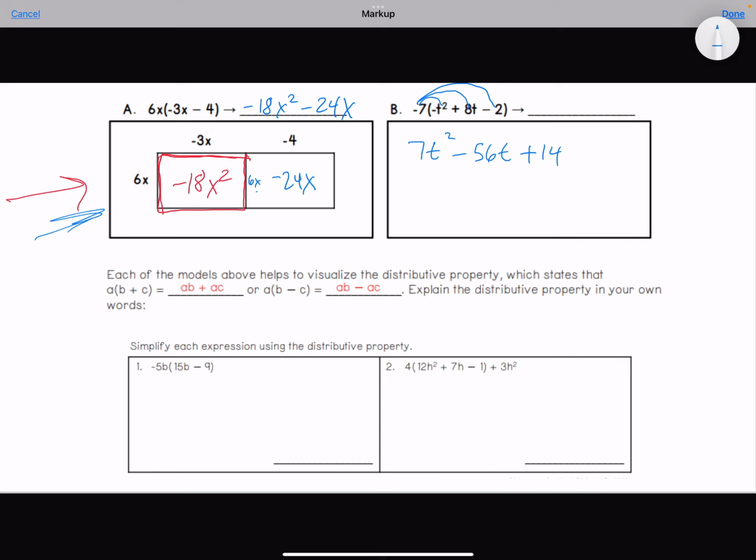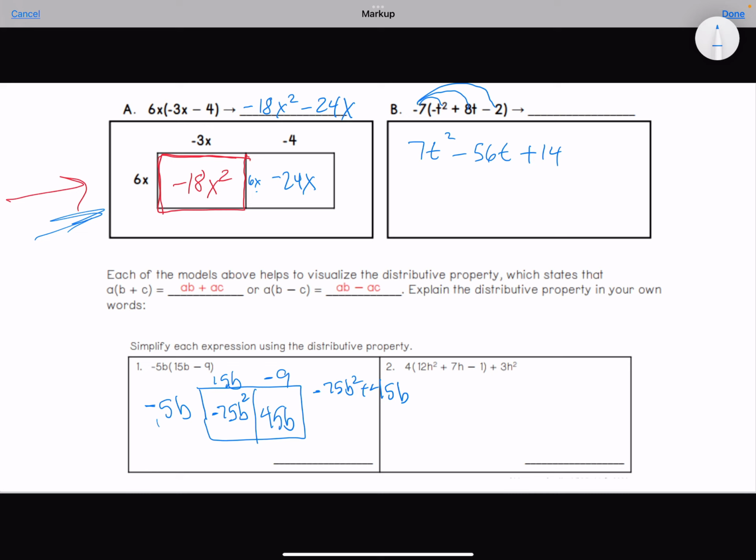So for this one, if I want to do my area model, 5b, 15b, negative 9. I'm going to find the area of the first one, so negative 5b times 15b is negative 75b squared. Negative 5 times negative 9 is 45b, so we have negative 75b squared plus 45b.